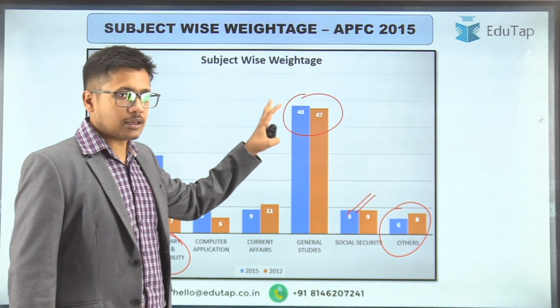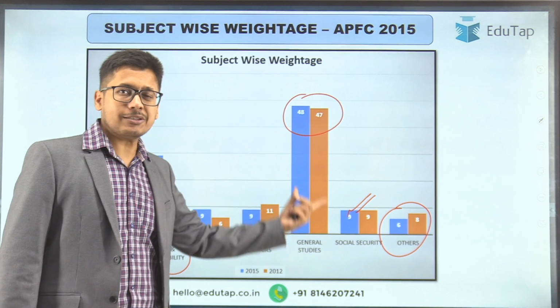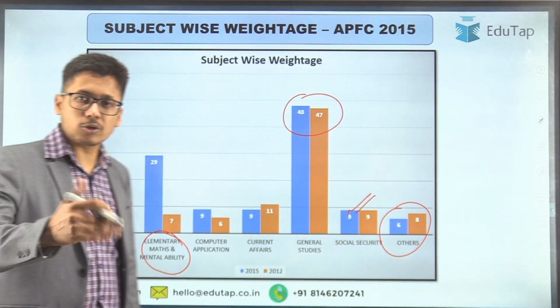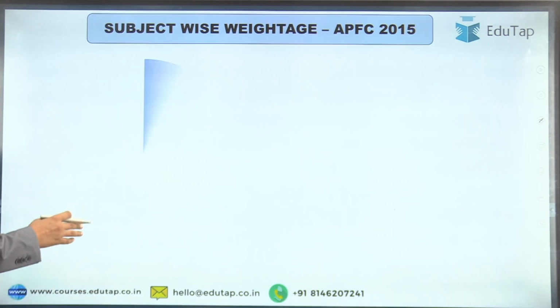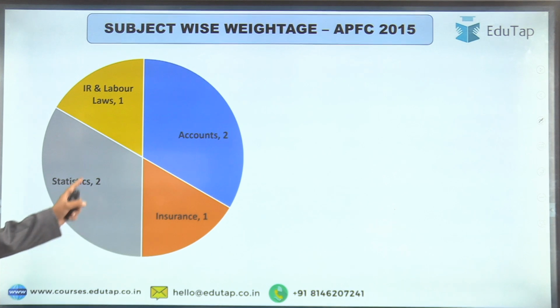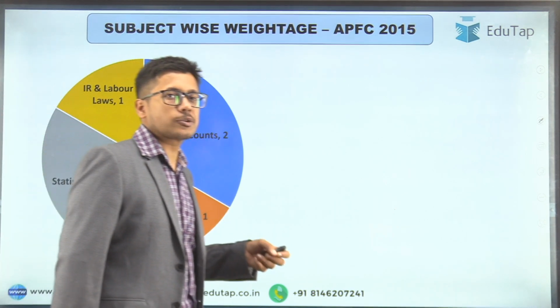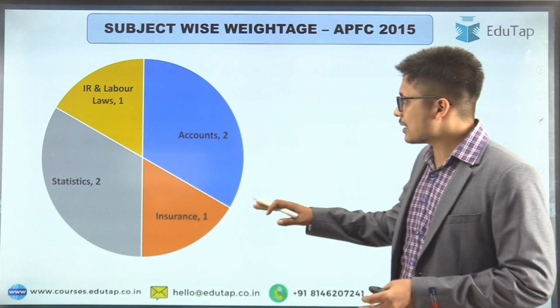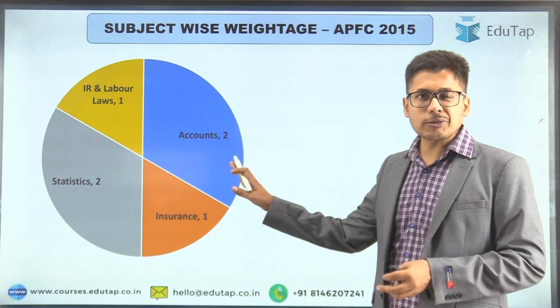So what is the composition of general studies, where the maximum questions are being asked, and what is the composition of others? If we look at that, we can see that the other section has accounts and auditing, insurance, statistics, and IR and labor laws. In the last paper, conducted in 2015, a long time back, not many questions were there from these topics.